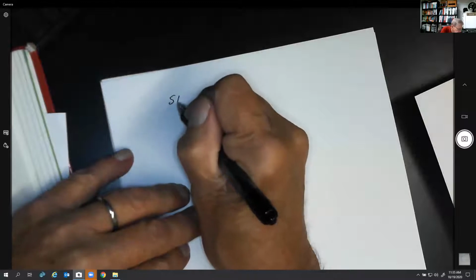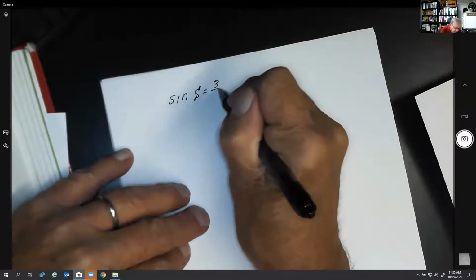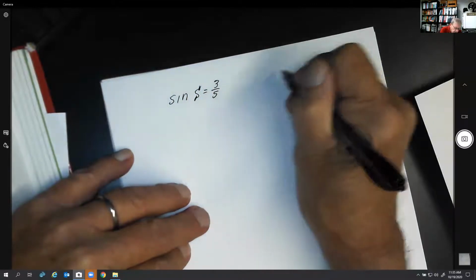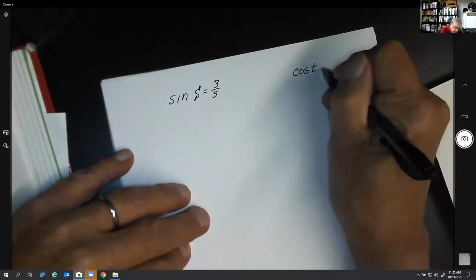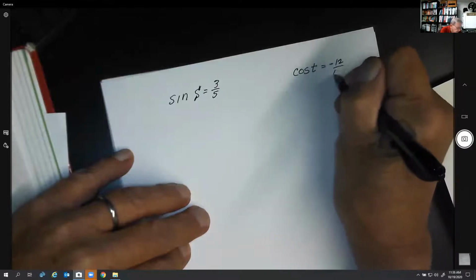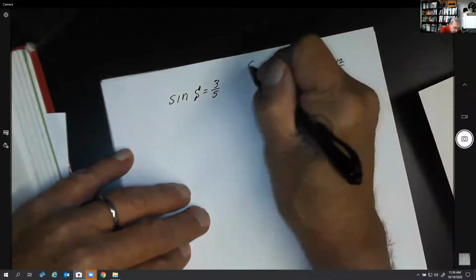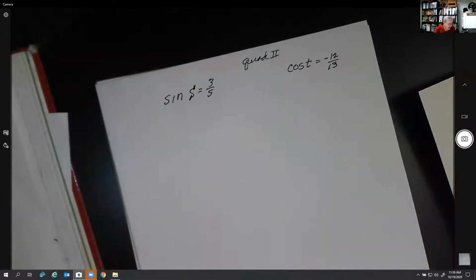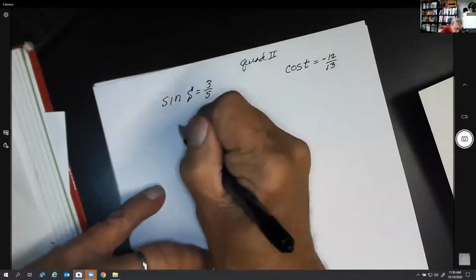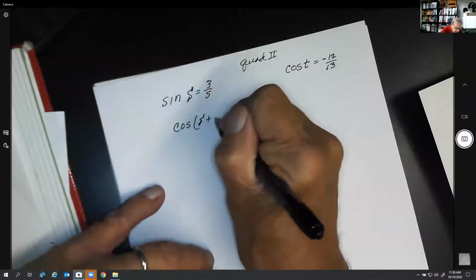Here we have a problem where they said the sine of S is 3/5, and the cosine of T, different angle, is negative 12/13. They're both in quadrant 2. That's why this is negative and this is positive, quad 2. And we're going to try to find out what is the cosine of S plus T.